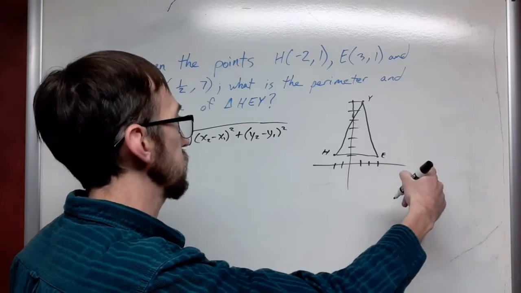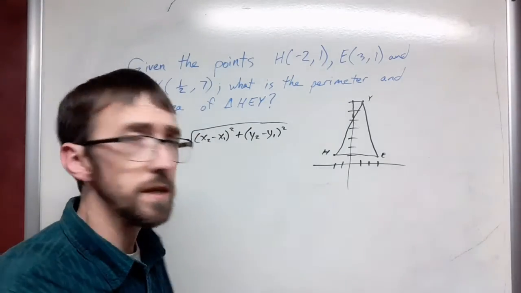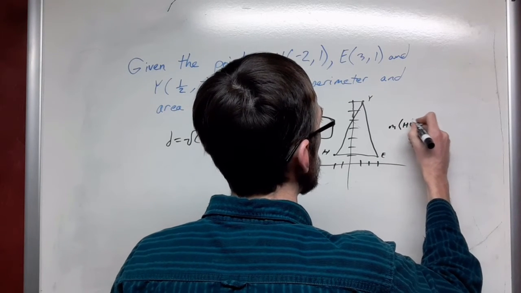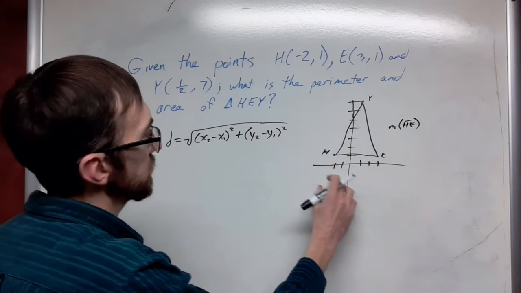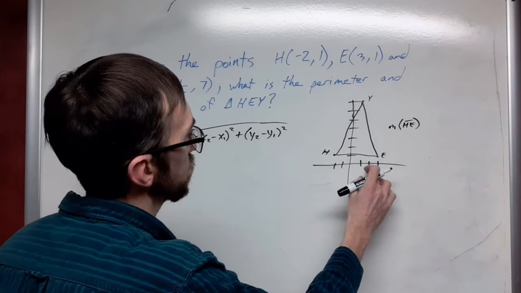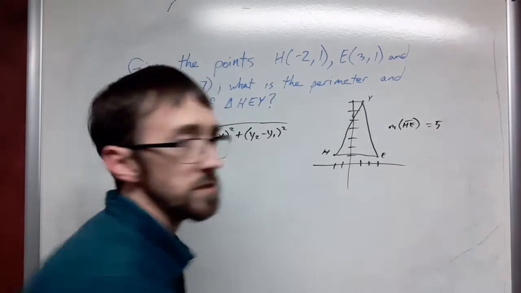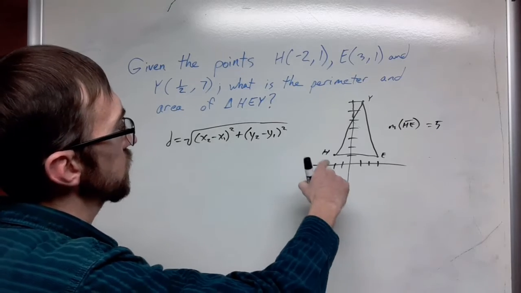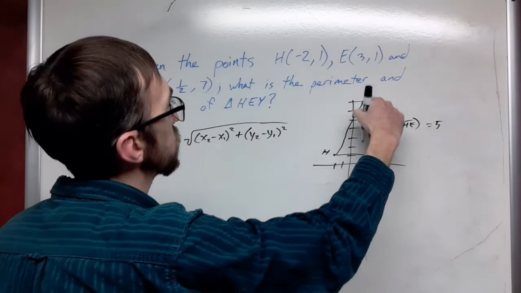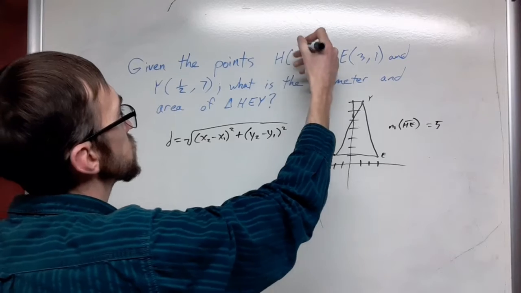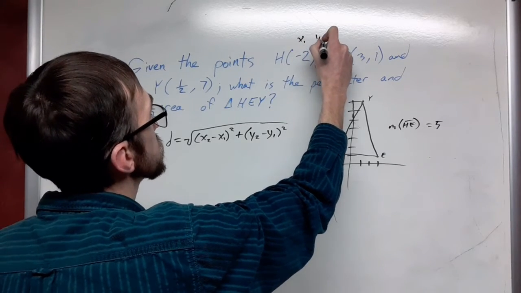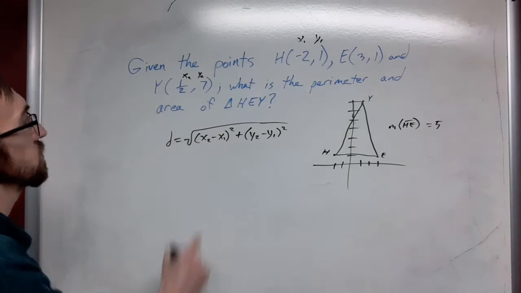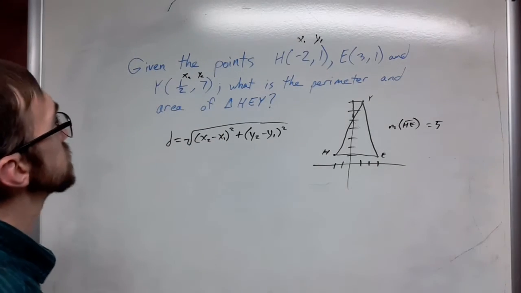We can just count along the bottom to know the distance of HE. So the measure of HE, from here to here, 1, 2, 3, 4, 5. That one's the easy one. It's 5 units. So we're going to use the distance formula for the second one. So if I want to know the distance from H to Y, we'll count H as our x sub 1, y sub 1, and then Y we will do x sub 2, y sub 2, and plug it into this formula.